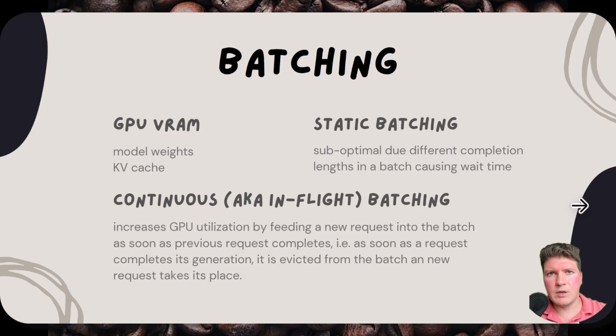Continuous batching, also known as in-flight batching, aims to increase GPU utilization by feeding a new request into the batch as soon as the previous request completes. In other words, as soon as a request completes its generation, it is evicted from the batch and a new request takes its place. Continuous batching is natively implemented in most inference frameworks such as vLLM, TensorRT-LLM, and SGLang.